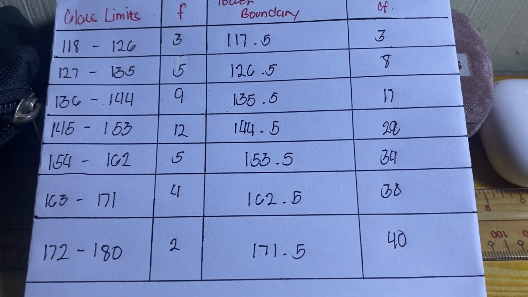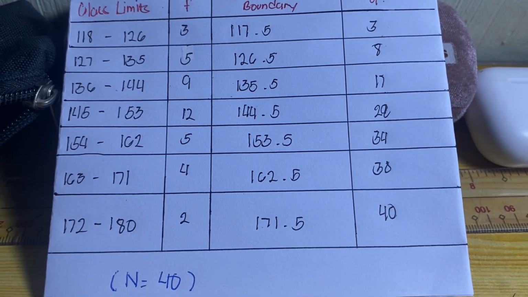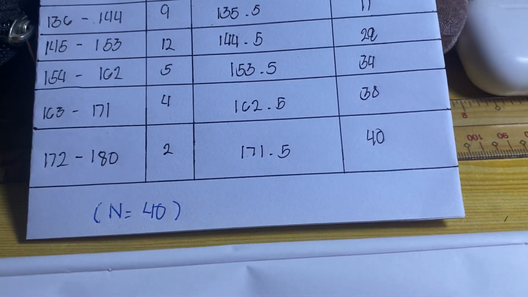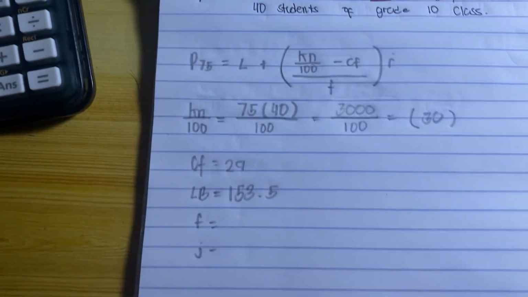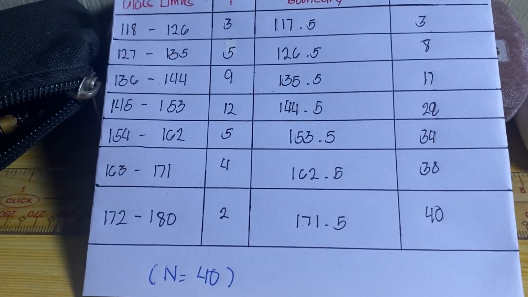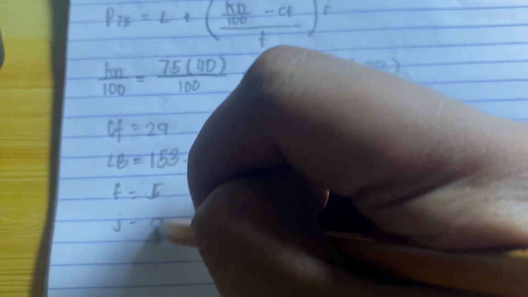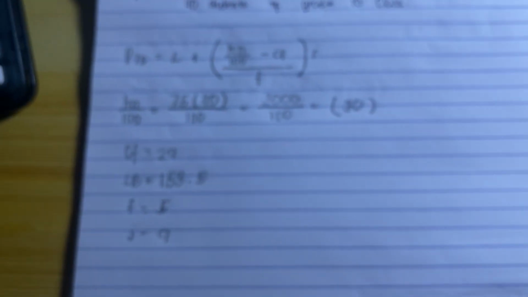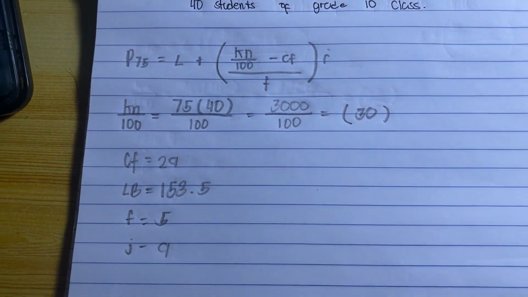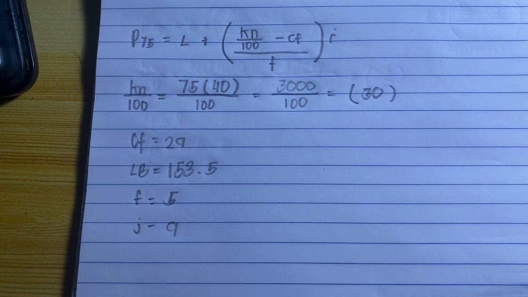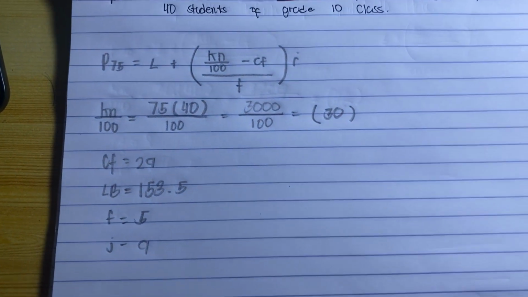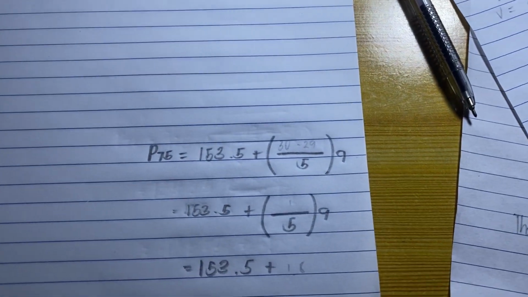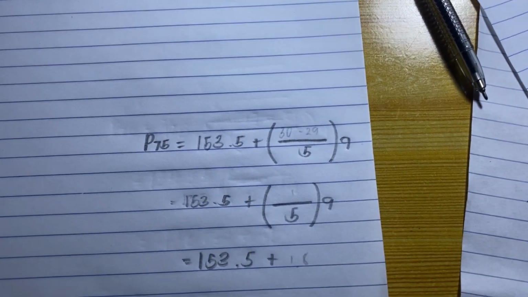And, okay. Now, let's get the lower boundary, which is 153.5. And, write down na natin. And the frequency is number 5. And the I is 9. Ganun lang rin naman. So, nakuha na natin lahat ng needs natin. So, let's move on and gamitin na natin siya sa pinaka-formula. Ayan. So, nilagyan ko na ng mga parang unting sagot. So, ganito mo siya i-write down.